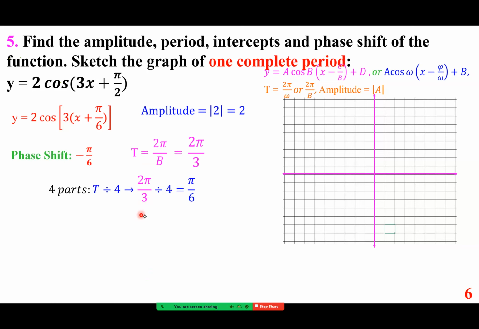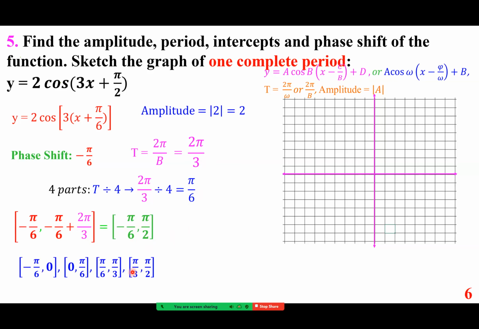And we are going to go from negative pi over 6 to negative pi over 6 plus the period T. So from negative pi over 6, when you add these two, this is 4 pi over 6, gives you 3 pi over 6, or pi over 2. So negative pi over 6 to pi over 2, and you keep on adding pi over 6. So the first one would be minus pi over 6 and 0. Then the next one is 0 to pi over 6. The next one, pi over 6 to pi over 3, and the final one, pi over 3 to pi over 2. So these are the 4 subintervals for the 4 arcs.